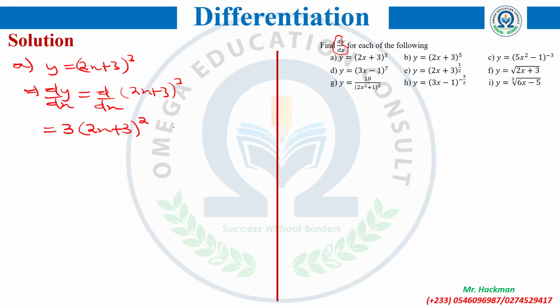But that is not all. Times what? The differential of what you have here. Let me write it: d/dx of the function in bracket, and that will give you 2x + 3, that's the function in bracket to the power. So in effect, my dy/dx will be equal to 3(2x + 3)^2, then if I differentiate this, that gives me 2. Do you agree?